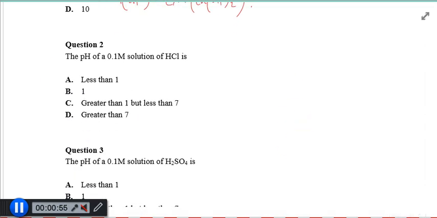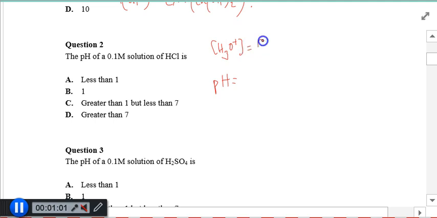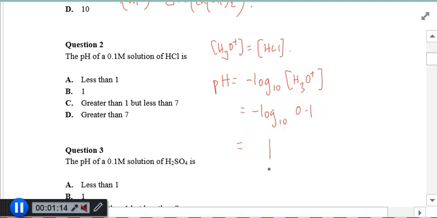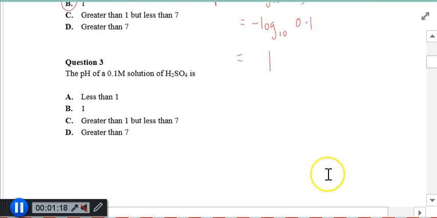Question 2, pH of a 0.1 molar solution of hydrochloric acid. So here, the concentration of hydronium ions is going to be equal to the concentration of hydrochloric acid because it's a strong acid. And to calculate pH, you use this equation here. So that would be a pH of exactly 1. You can plug it into your calculator to check.